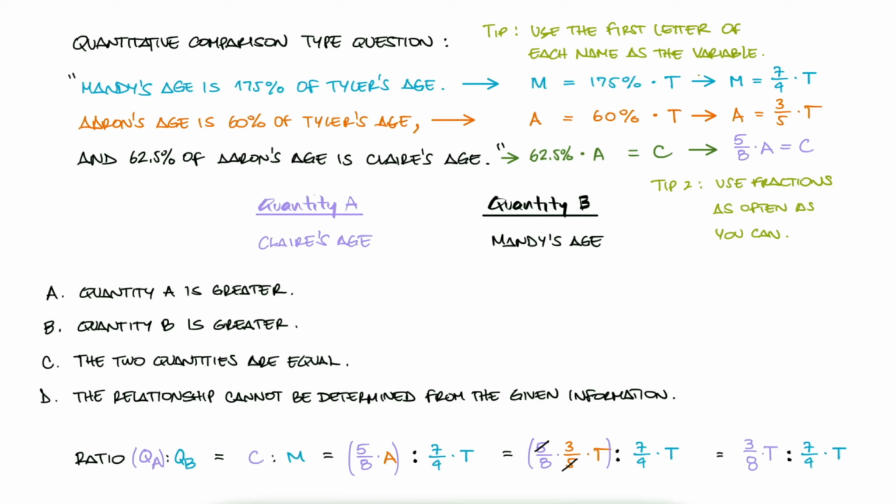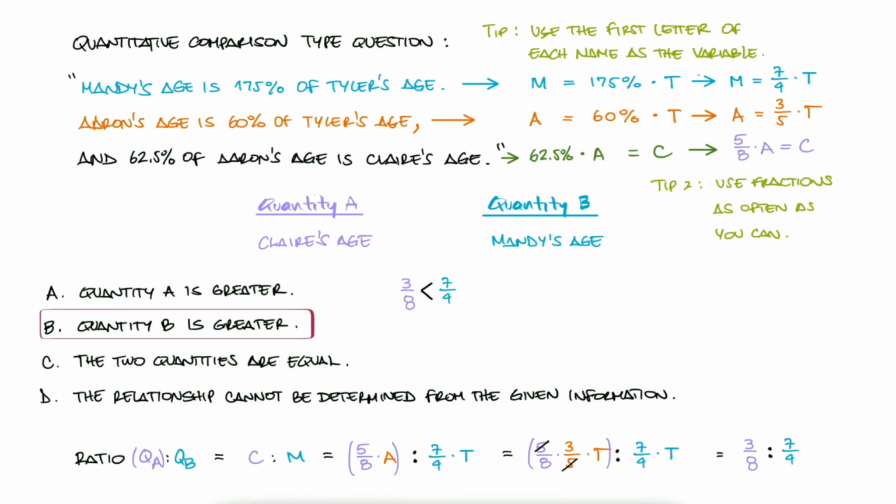We now have both sides of the ratio in terms of T. And since a ratio is just like a fraction, we can cancel out the T variable. What we're left with is 3 over 8 on the left and 7 over 4 on the right. Since 7 over 4 is greater than 3 over 8, we know that quantity B is greater, and therefore B is the correct answer choice.